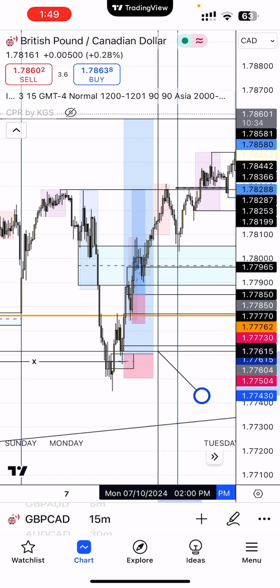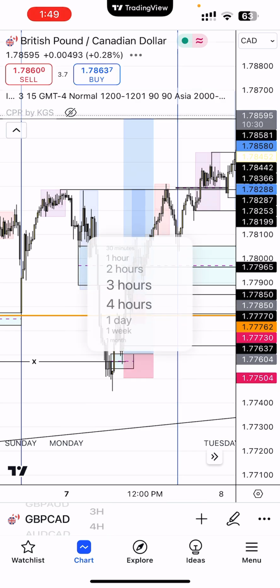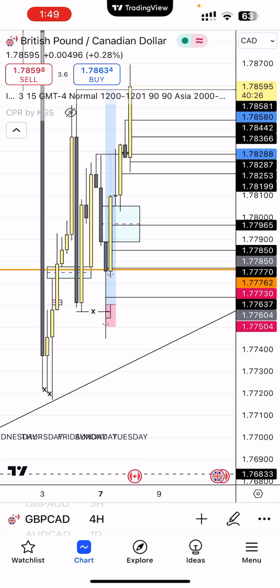But after entering this trade, after seeing the higher time frame and how it's forming, if we go to the 4 hour time frame, you can clearly see my entry was at this weak area.